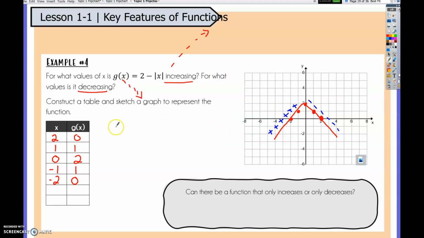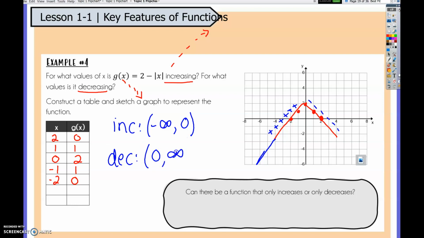For increasing, we'll use our interval notation. It is increasing from, now remember we're using our x values. It's increasing, if I kept drawing this, it's going to be increasing from negative infinity all the way up to, don't say 2, we want to use the x value here, that's 0. So from negative infinity to 0. It'd be decreasing then from 0 to infinity.